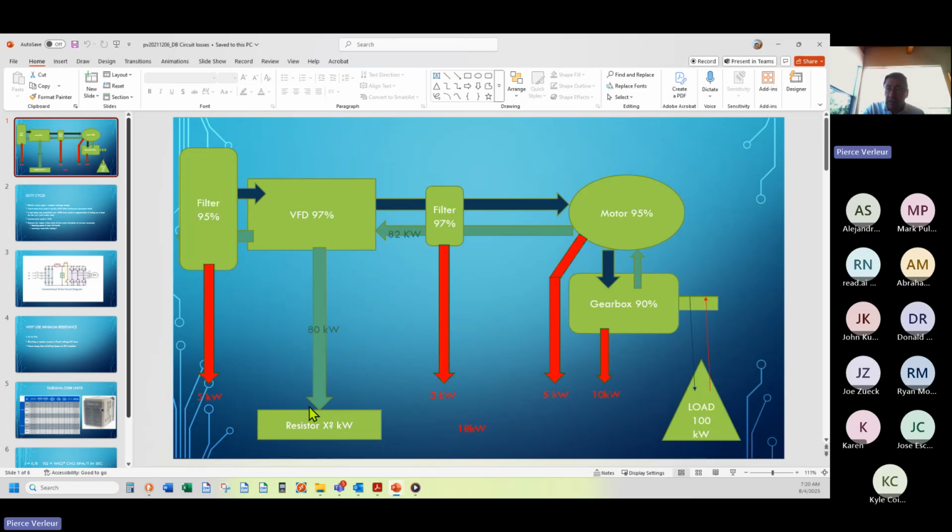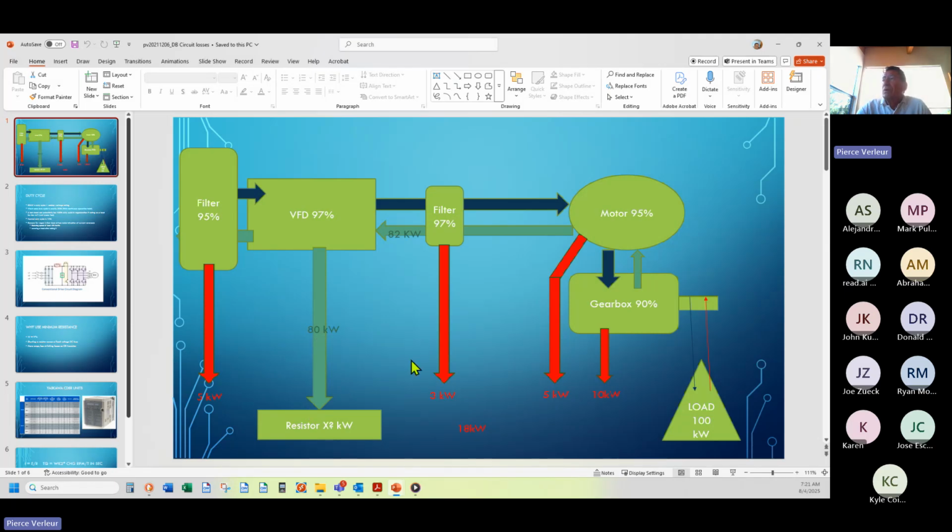And that's a very heavy-duty resistor bank. By the way, if you have an application where you're actually regenerating more than 50%, actually, even if you are regenerating 50%, you really need to consider going to regenerative and not using dynamic braking. We'll talk about that a little bit in a second.